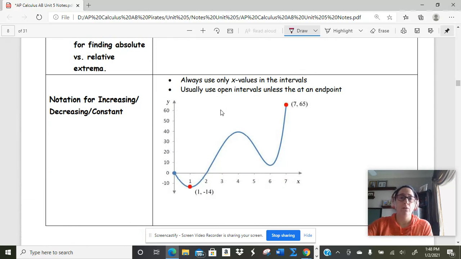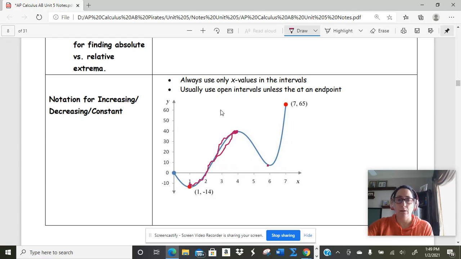Okay. So let's make sure we understand increasing versus decreasing. So here I can see that on this interval and on this interval, the function would be increasing. So we're increasing from 1 to 4 and 6 to 7, and then decreasing on the other two intervals.